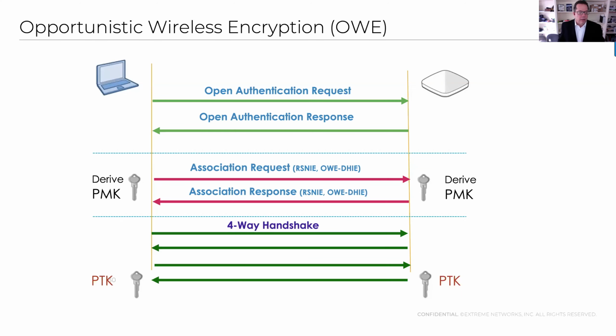Now, there is another trend you're going to hear more about in the coming year or two, a protocol called Opportunistic Wireless Encryption. Traditionally, once again, wireless LANs have been open without encryption and authentication. So there is a certification called Wi-Fi Certified Enhanced Open. It's a security certification that defines improved data privacy in open Wi-Fi networks.